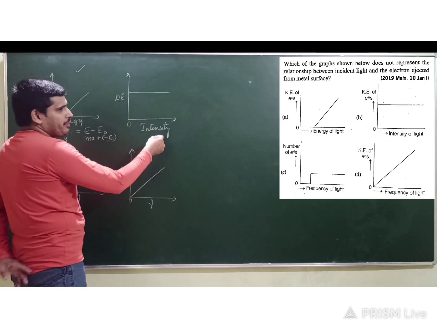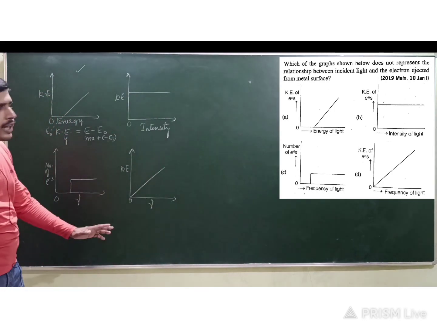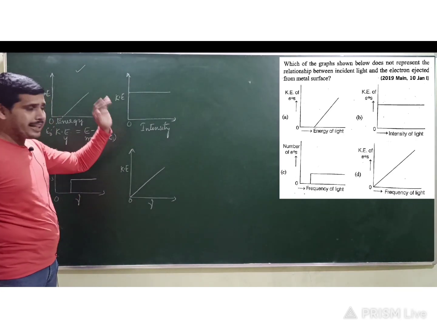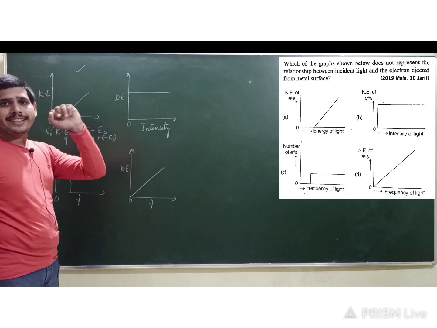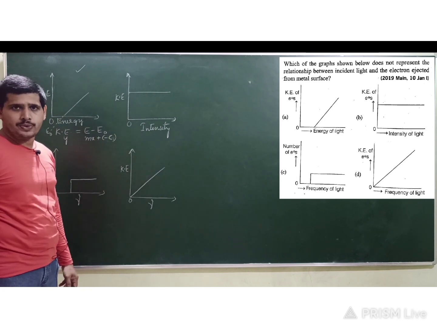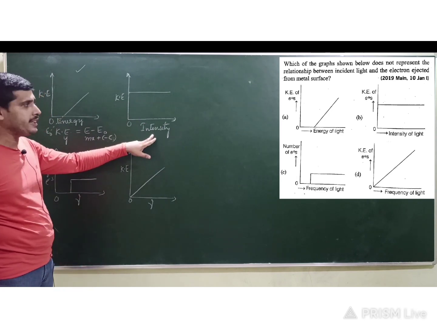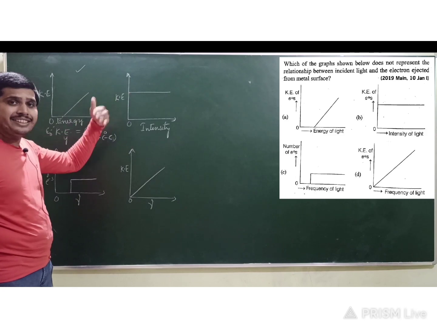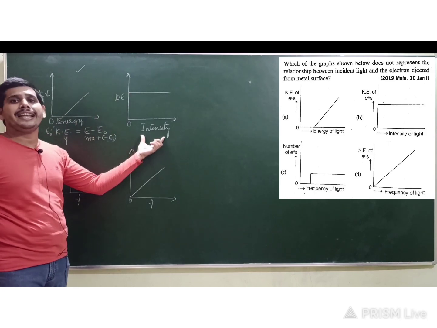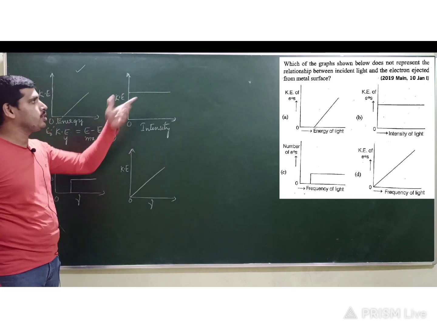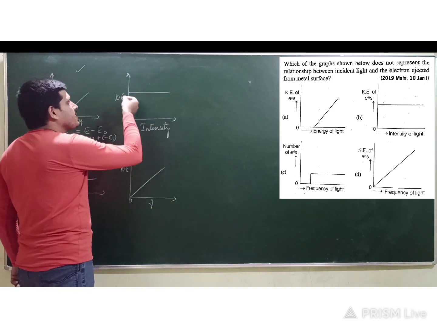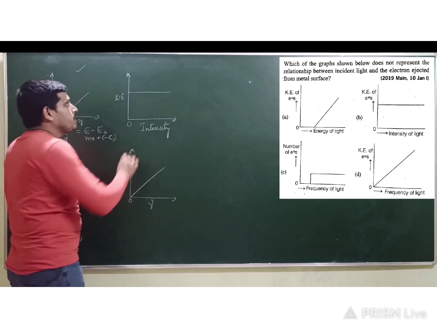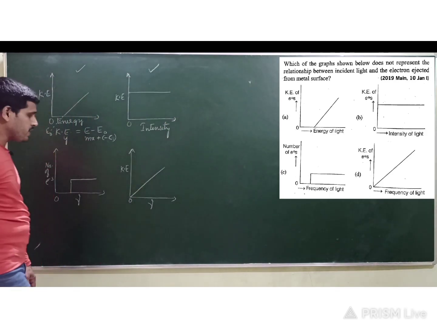Kinetic energy and intensity. We studied in observation of photoelectric effect that kinetic energy is depending on the frequency of the light used. It is not depending on the intensity. However, number of ejected electrons depends on what? Intensity or brightness of the light. So therefore, it is a constant throughout. It is C. As intensity increases, kinetic energy is not going to change. So this is also the right representation.